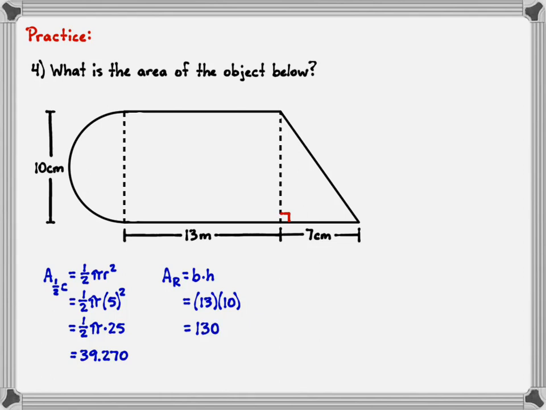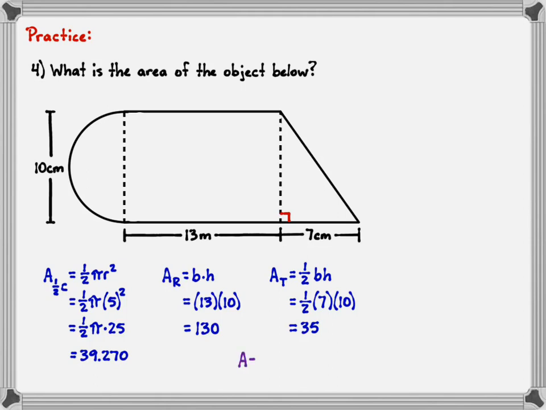And then this triangle, remember the area of a triangle is 1/2 base times height. Remember, you need to look for a right angle. And so I can see that the base of this triangle is 7, and then the height, there's my right angle, my height goes straight up from that, which is 10 again. So the area of this triangle would be 1/2, 7 times 10, and then that simplifies to 35.